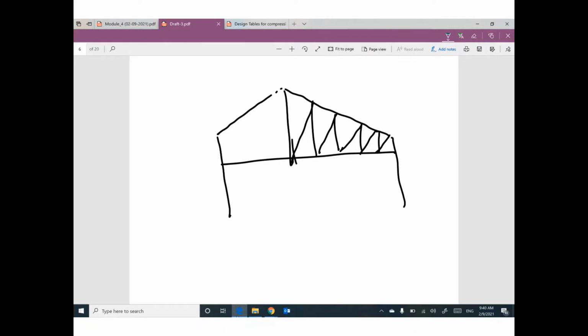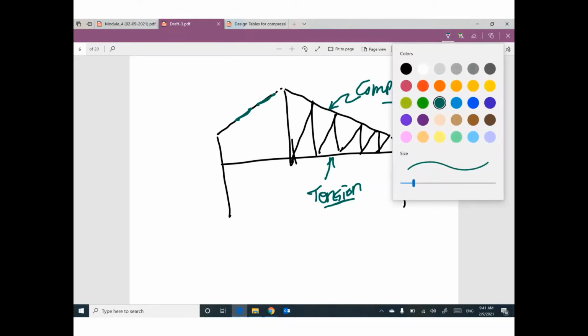The first one, your member is in tension, or the member in the truss is in compression. No third choice, because all of the members of the truss must be under the effect of axial load, tension or compression. We learned last week how to design tension members. This week, we need to learn how to design compression members.